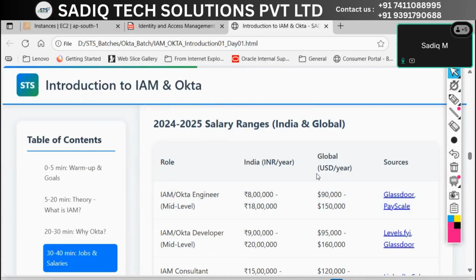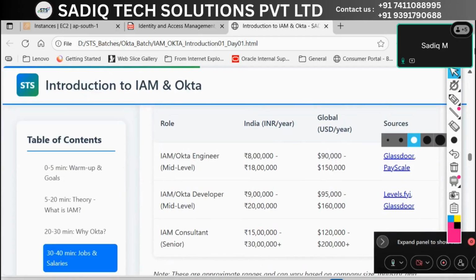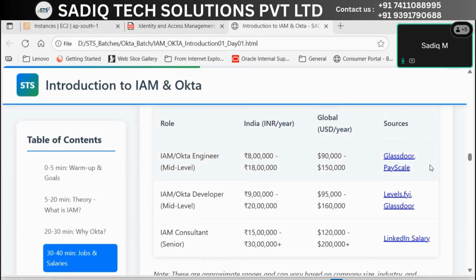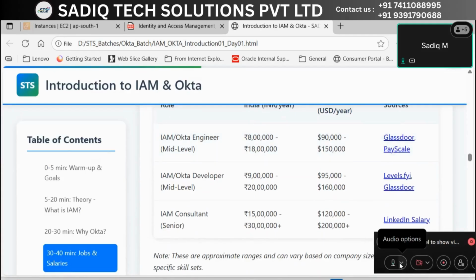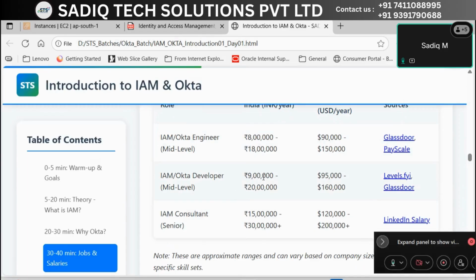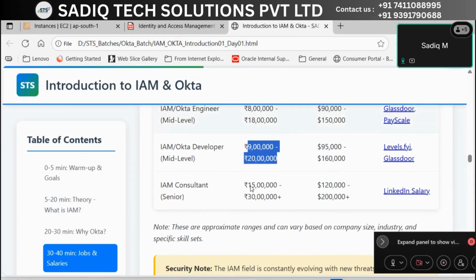As per Glassdoor and PayScale, I've taken some of the resources. What would be the pay structure as per the current market? Because this is what motivates us to learn any technology. Salary-wise, an IAM Okta engineer will get 8 to 18 lakhs, and an Okta developer, a mid-level developer, meaning 2 to 3 years, will get 9 to 20 lakhs. An IAM consultant will get around 15 to 30 lakhs.